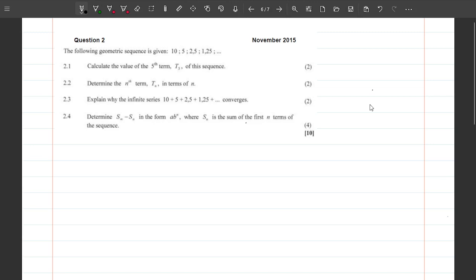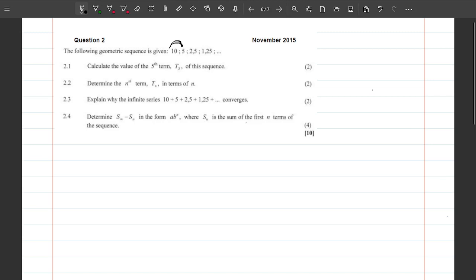Then they want you to calculate the fifth term of this pattern. How dumb can they get? But anyways, let's look at it. So first things first, we would find the common ratio. So we'll divide these two. We're not multiplying, it's a geometric pattern.